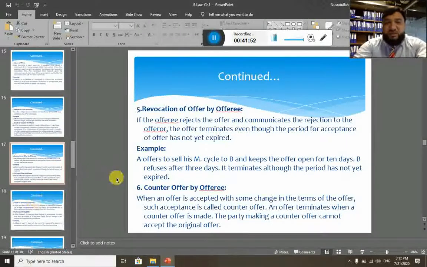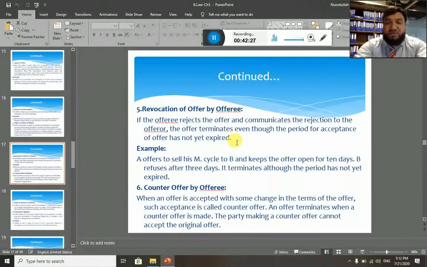For example, we have offered someone a job, right, and told him to respond to us in 3 days. What happens is that he responds in 3 hours and says that I don't want to work with you, right? So the offer is rejected automatically. Number 6 is counter offer. When an offer is accepted with some changes in the terms of the offer, such acceptance is called a counter offer, and the offer terminates when a counter offer is made.